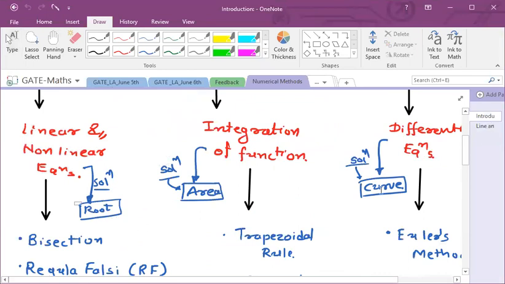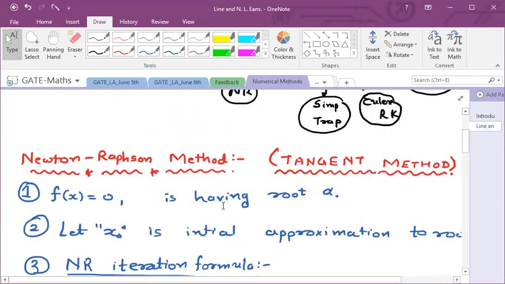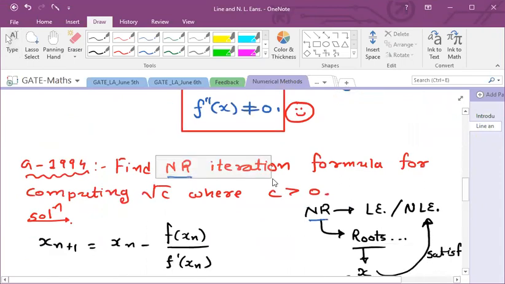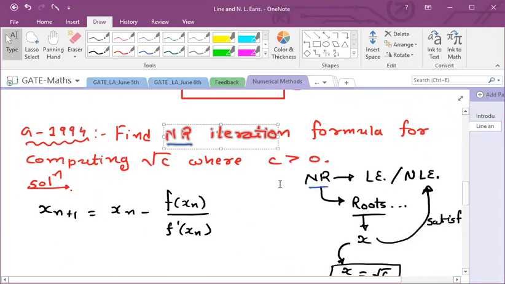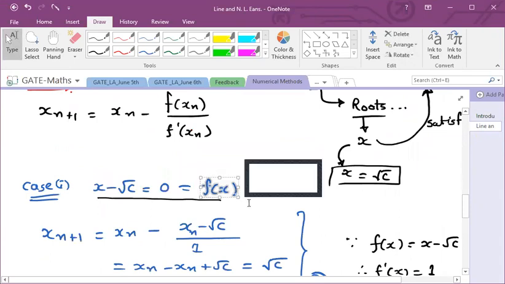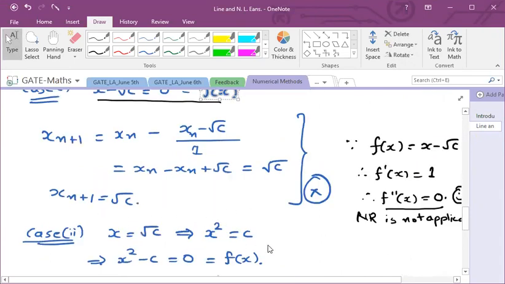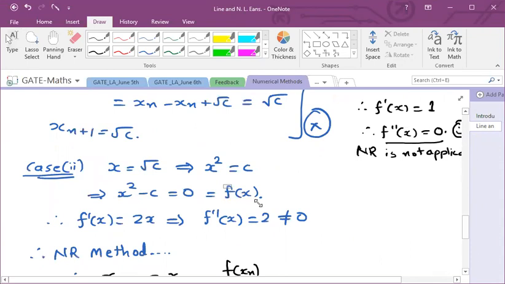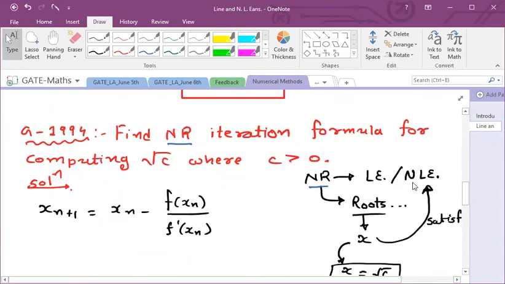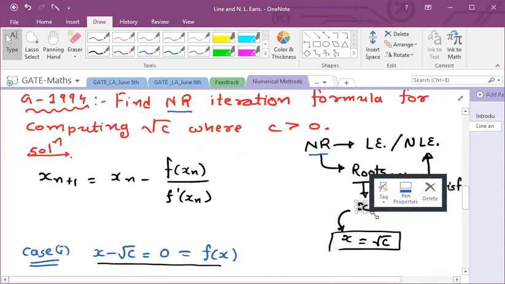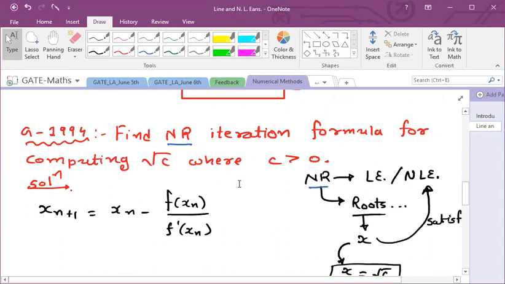Okay. Now in this case, you are only told that you have to apply the Newton-Raphson formula. So to apply the Newton-Raphson formula, you need to have one linear equation or non-linear equation. And that linear or non-linear equation is your f of x. Okay. And its root will be x. You are going to find its root. And what do you have to find here? You have to find root c.